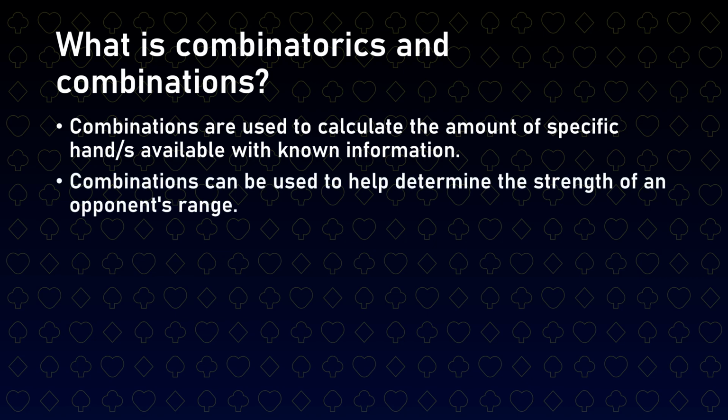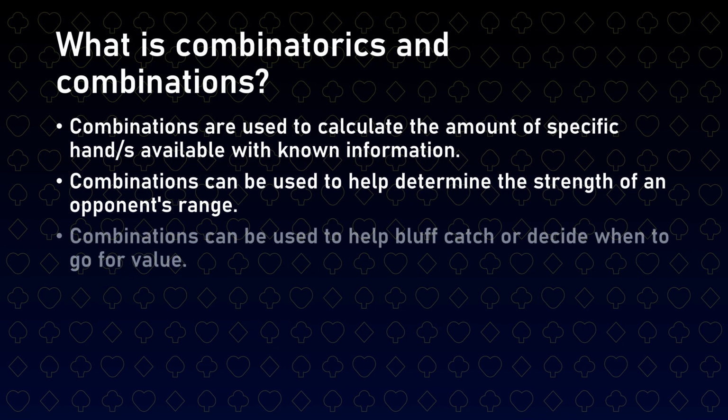Combinatorics can be used to help determine the strength of an opponent's range, shifting the weight depending on how wide or narrow they play. A simple example of this is if they play a wide range, they will have more combinations of air in their range. If they play a tighter narrow range, then there are more strong hands in their range. Combinatorics can also be used to help determine if we should bluff catch or go for value in certain spots. This is related to blockers and what combinations of hands block or unblock the opponent's possibilities.